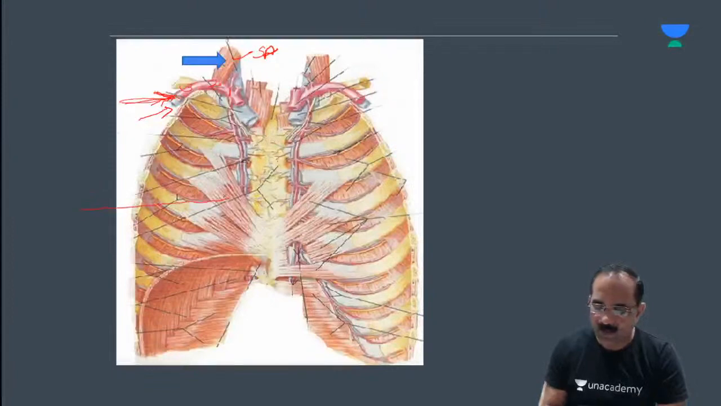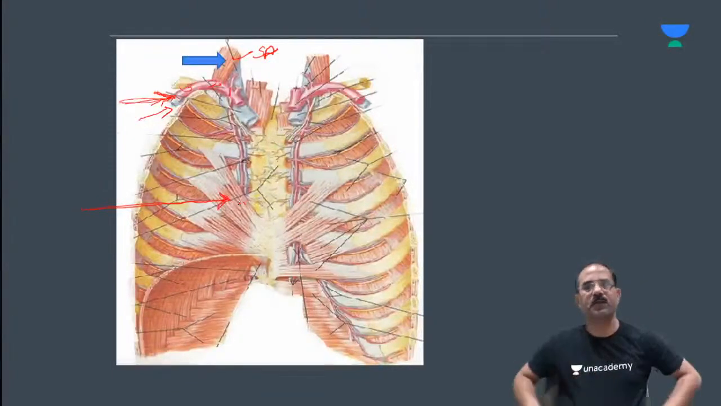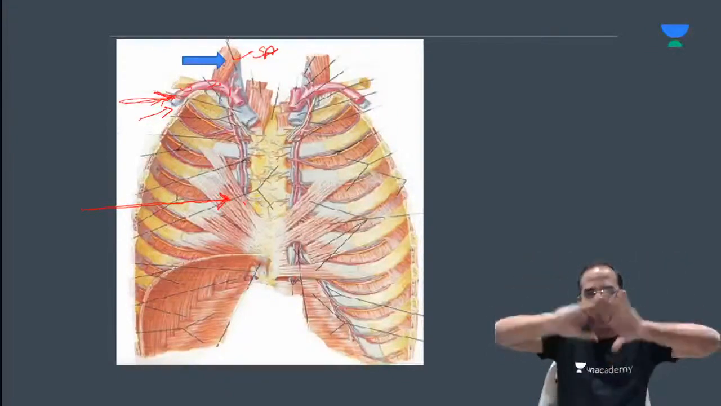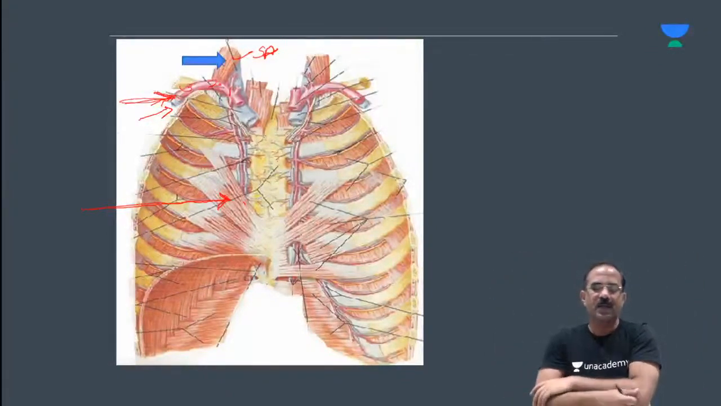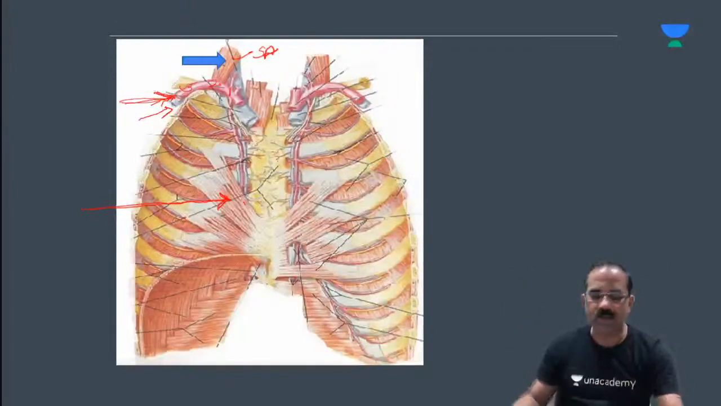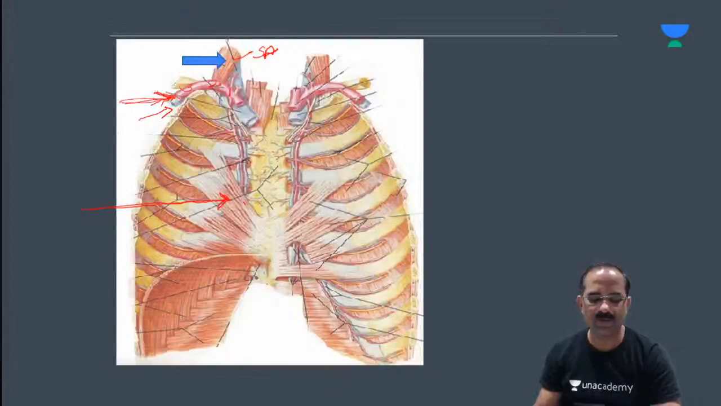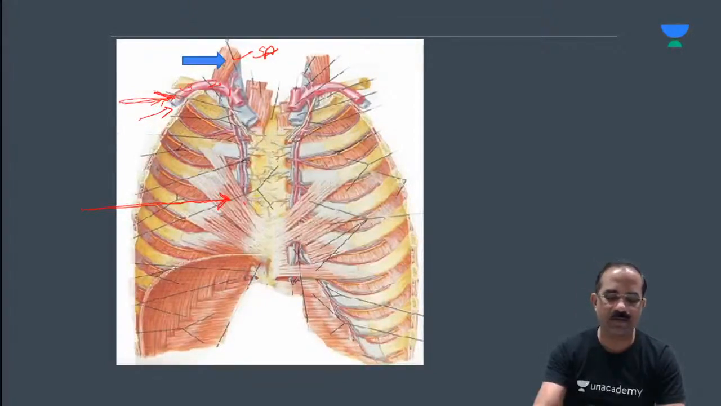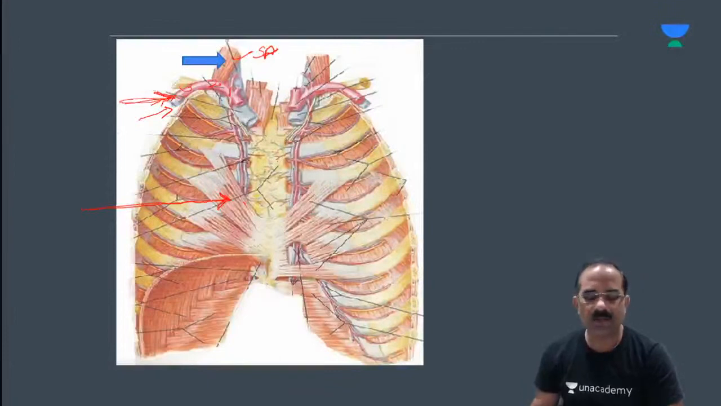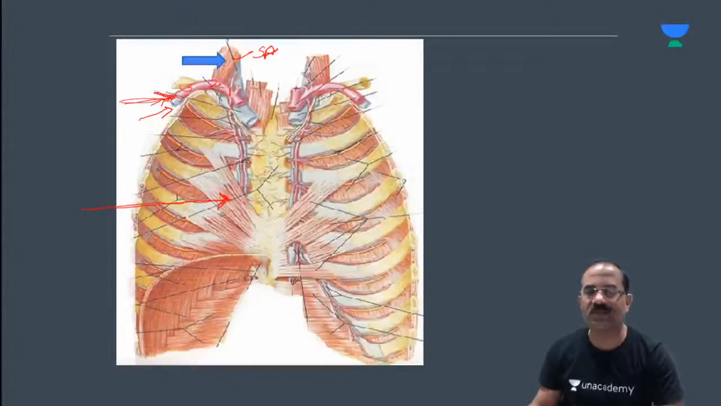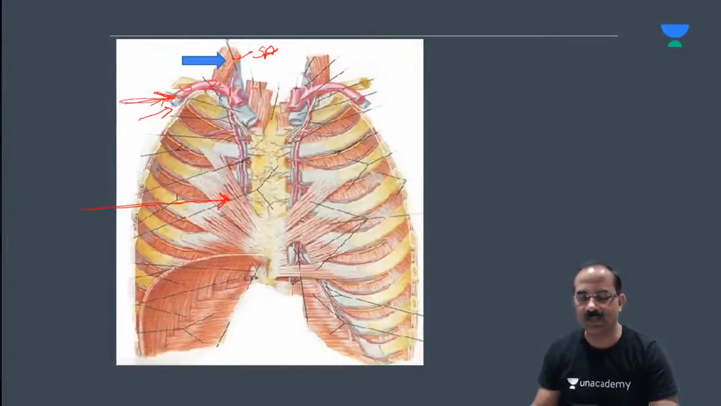Can anyone identify this muscle? Students, what is this muscle? Come on. Guess this. A muscle which begins from the sternum and goes to the costal cartilages. Can anyone tell me what this muscle is? Come on, students, answer. No one is answering. A muscle which begins from the sternum and goes to the costal cartilages. You can guess this. This is what we call the sternocostalis.